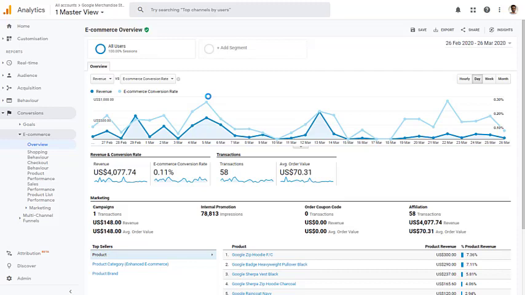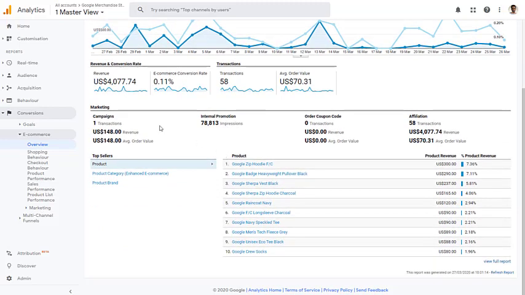This is the revenue. Conversion rate, we all know what conversion rate is. This is e-commerce conversion rate. When 100 people visit my website, 0.11 percent of them end up buying my product. Transaction here means the number of orders. So here they are not saying orders, they are saying transactions. And on an average, each order was $70 worth. Average order value was 70. So these are the terms which I want you to understand better.